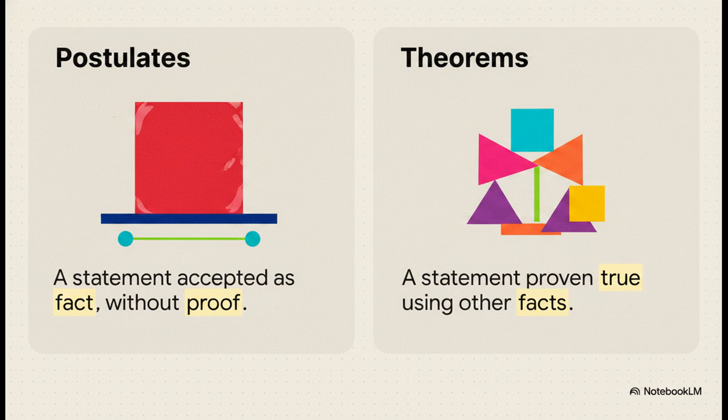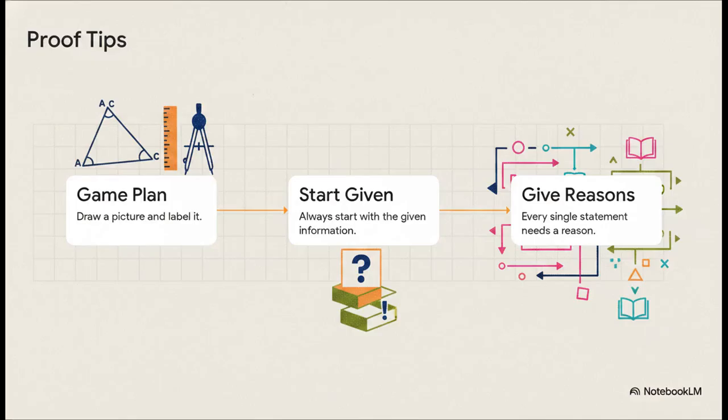For example, through any 2 points there is exactly one straight line. That's a postulate. We just accept it. A theorem, on the other hand, is a statement that has to be proven true by meticulously stacking up definitions, postulates, and other proven theorems to back it up. The absolute most common way you'll do this is the two-column proof.